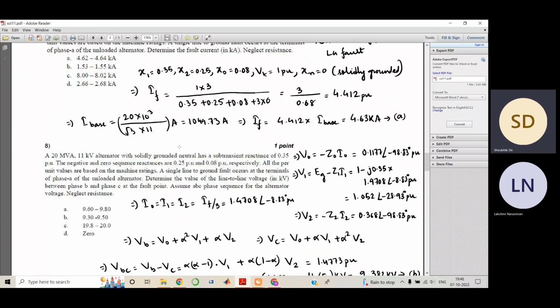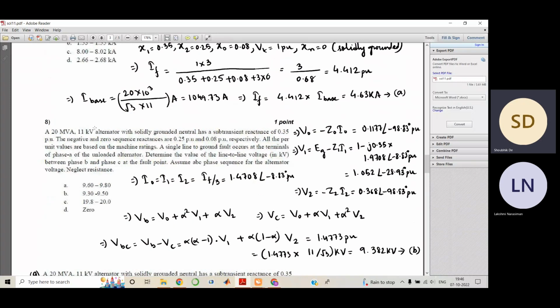Now let's go to the connected problem. Here everything is the same. A single line to ground fault occurs at the terminals of phase A of the unloaded alternator. Determine the value of the line to line voltage between phase B and phase C at the fault point. Assume ABC phase sequence for the alternator. So we have to find the phase voltage of B and phase voltage of C. Line to line voltage means VB minus VC, pretty simple. For this we need to use this formula.